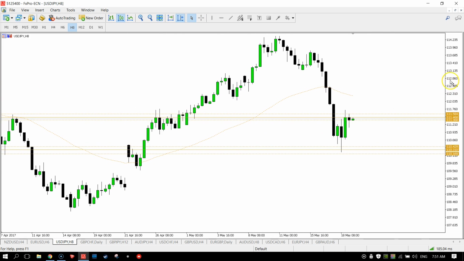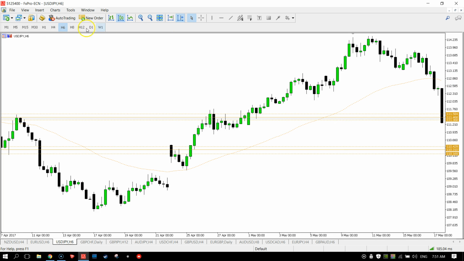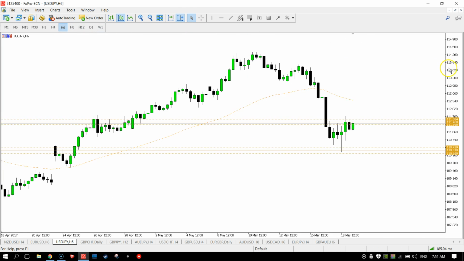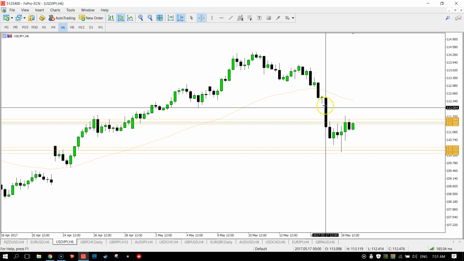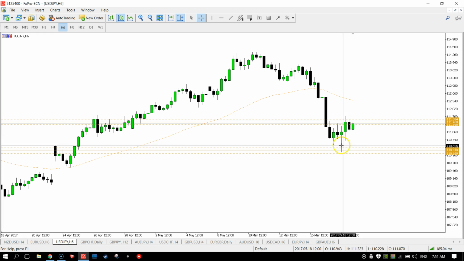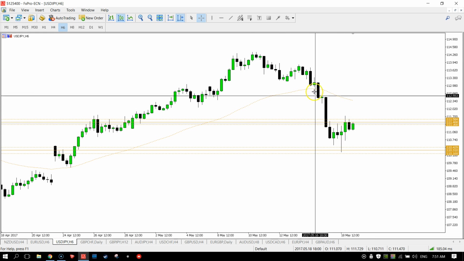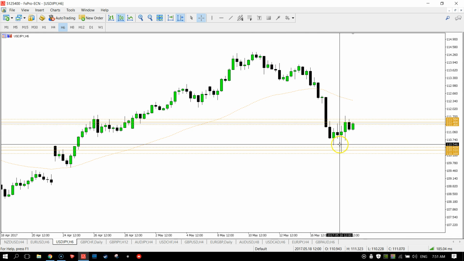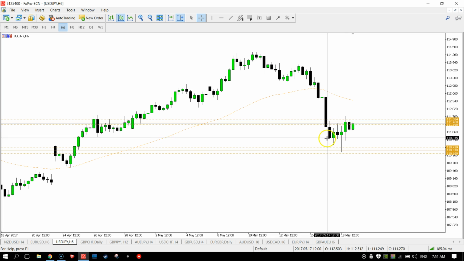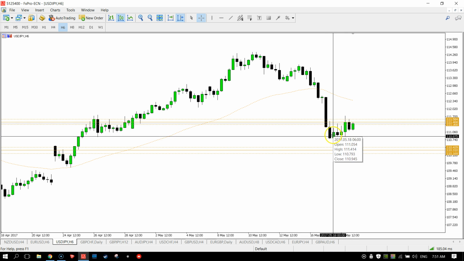Alright, so what's happening here? Let me see which chart I wanted to show. Alright, so this was also a bit of news also. So that's why we see these big moves within 6 hours. But we have a strong bear move, and now we see a lot of indecision happening. Price doesn't know where it wants to go.